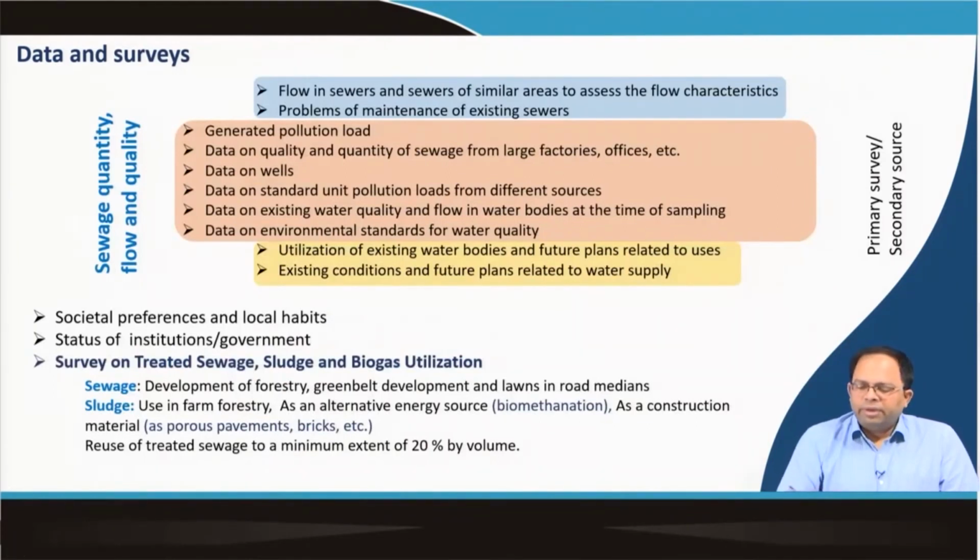Then when we talk about primary service, some of it could be secondary source as well. Then we talk about sewage quantity, flow and quality of that particular urban area. So, we need to measure the flows in sewers and sewers of similar areas to assess the flow characteristics. Problems like fluctuations, daily fluctuations, weekly fluctuations, peak demand, all these things could be determined. Also, the nature of the sewage that is coming out, what kind of specific gravity, all this information is required.